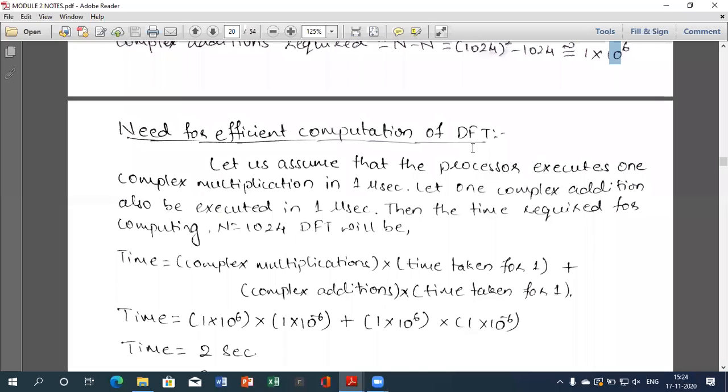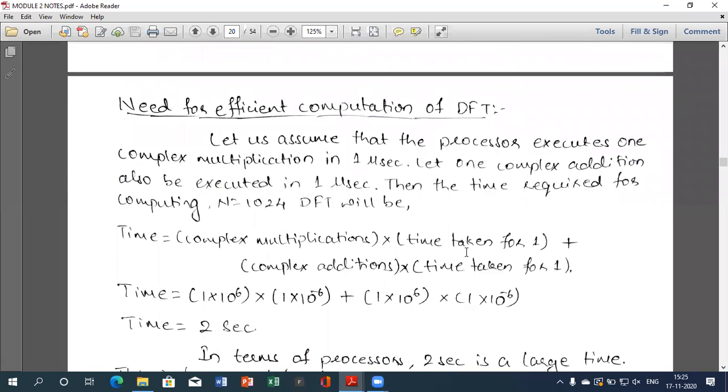Means how to make this efficient for the DFT, and what are the requirements or needs to overcome this kind of problem. So let us assume that the processor executes one complex multiplication in 1 microsecond. Let one complex addition also require 1 microsecond to execute.